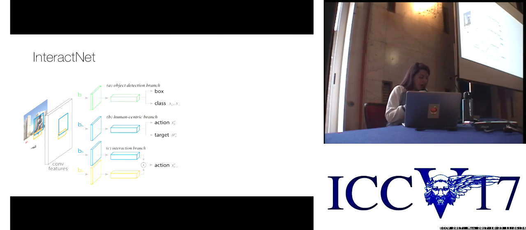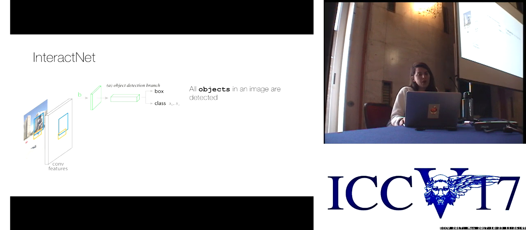So for this, we actually proposed InteractNet. InteractNet is an end-to-end system that predicts human-object interaction and consists of 3 different branches. So the first branch is the object detection branch, which will predict objects and the object types.